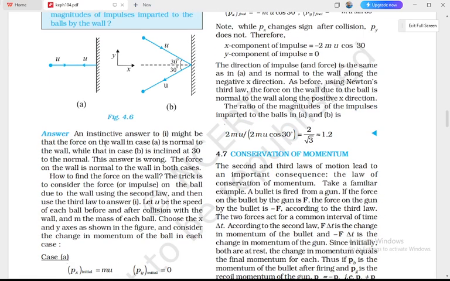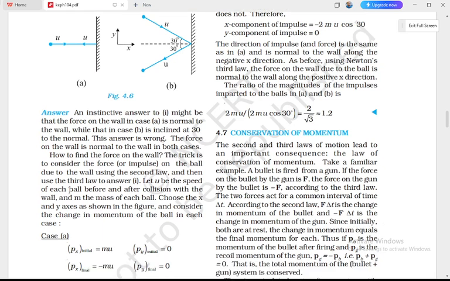Here, an instinctive answer might be that the force on the wall is normal to the wall in case A, while in case B it is inclined at 30 degrees to the normal. The answer is wrong. The force on the wall is normal to the wall in both cases. How to find the force on the wall?